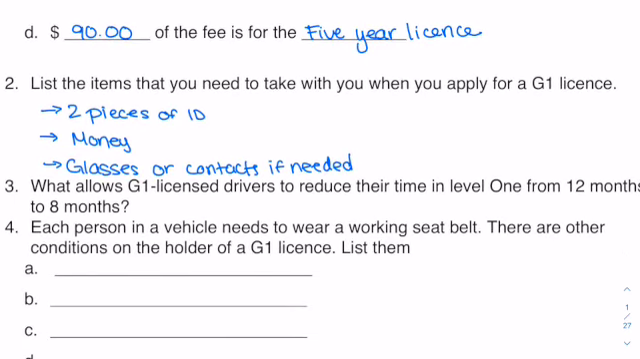The next question is what allows a G1 licensed driver to reduce their time in level 1 from 12 months to 8 months, and that is a driving course. So if you take a driving course, then you get to take your G2 license faster.